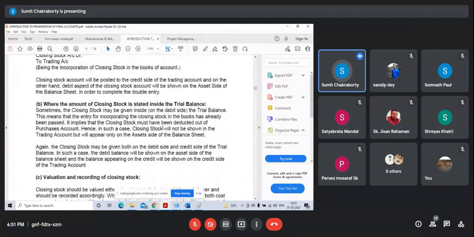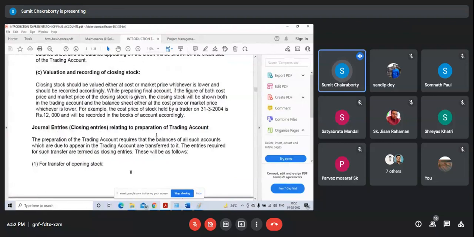If the closing stock is stated inside the trial balance, then we do not include the closing stock in the trading account, because it has already been counted and subtracted from the purchase account. So there is no need of inclusion in the trading account.